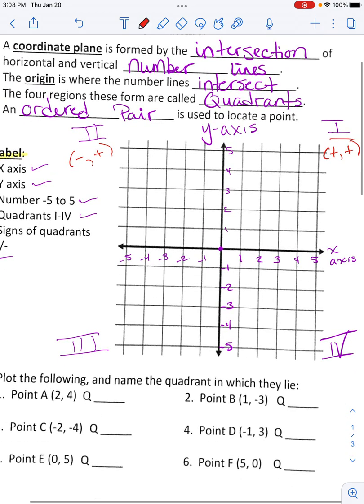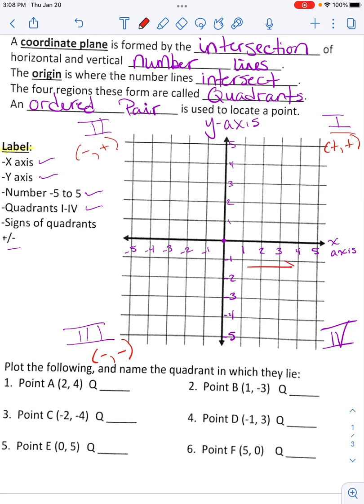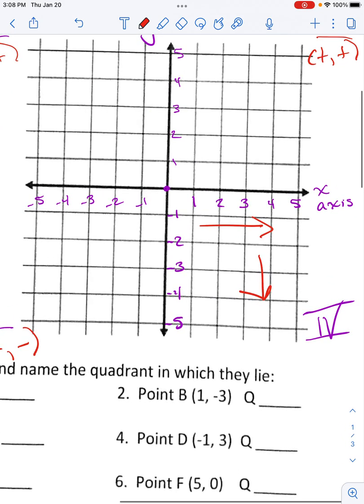To get down here to quadrant 3, the first number is going to be negative, which gives you to the left, and going down is also a negative number. So if you have a negative number and another negative number, you're going to be in quadrant 3. And then finally, to get to quadrant 4, you would go right. So those are positive numbers. And then down, those are negative numbers. So a positive and then a negative would be in quadrant 4.